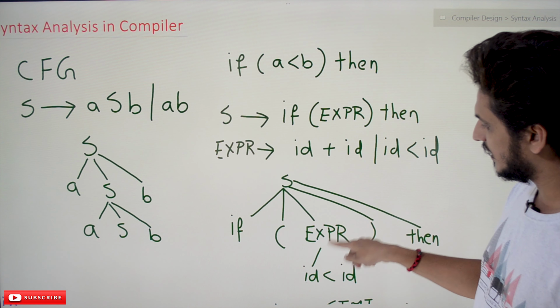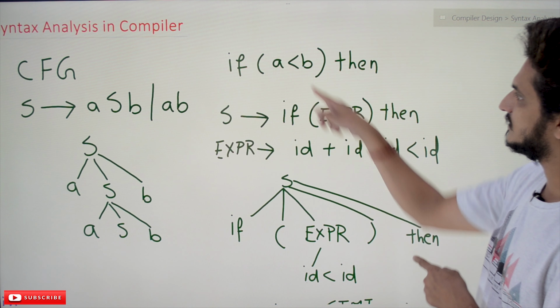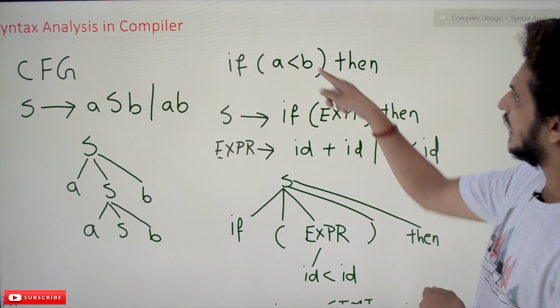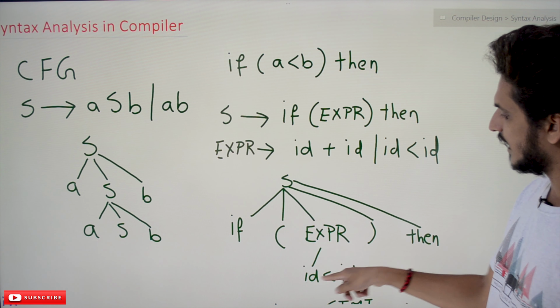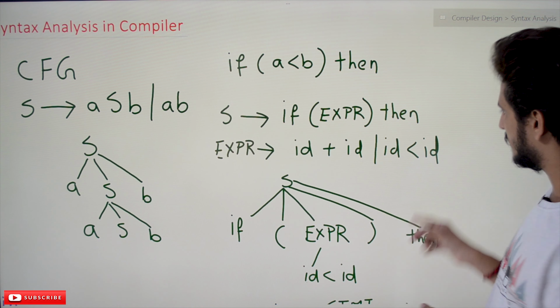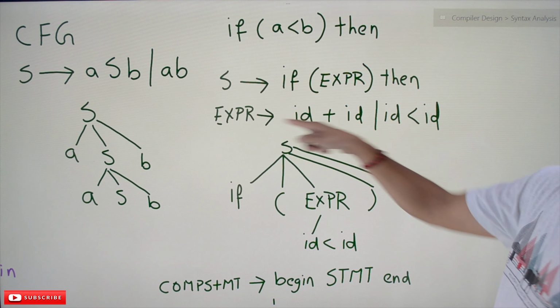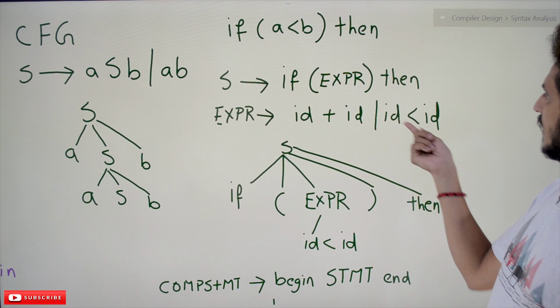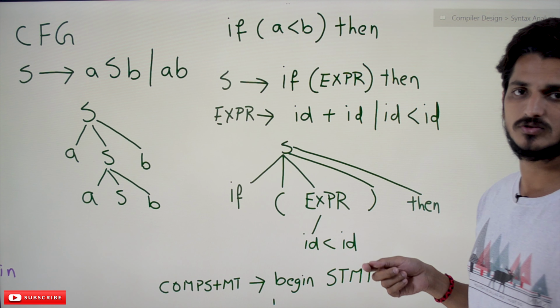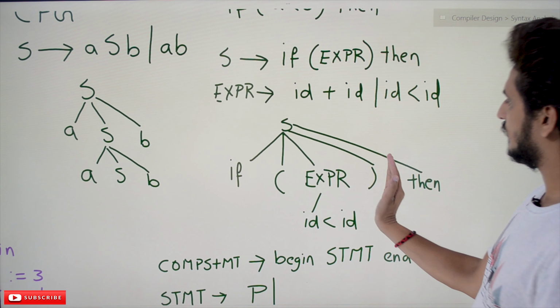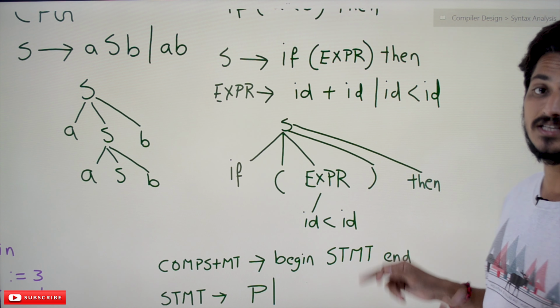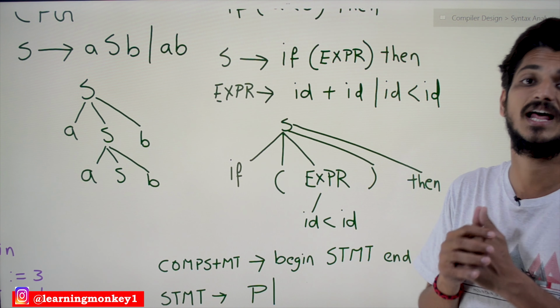A less than B. Yes, A is an identifier. Less than is a relational operator. B is an identifier. So ID less than ID. Yes, we have found an expression. This expression can be identified using our EXPR production. So ID less than ID, yes, it is going to check. Then we check for the closed bracket. This is how we'll check syntax analysis.